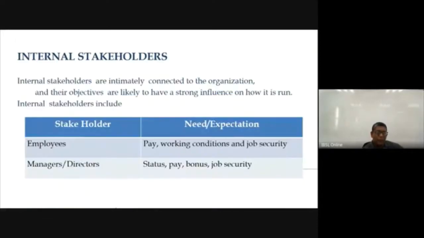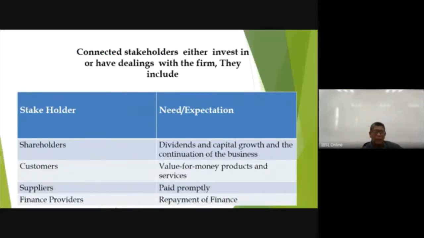Now, the internal stakeholders we commonly call our employees, managers and directors. What are they expecting? Employees expect pay, working conditions, job security. Directors and managers expect salary, bonus, and job security. Then we have another type of stakeholder, the connected stakeholders, whom we call shareholders. What are they expecting? Dividends and capital growth, and the continuation of the business.